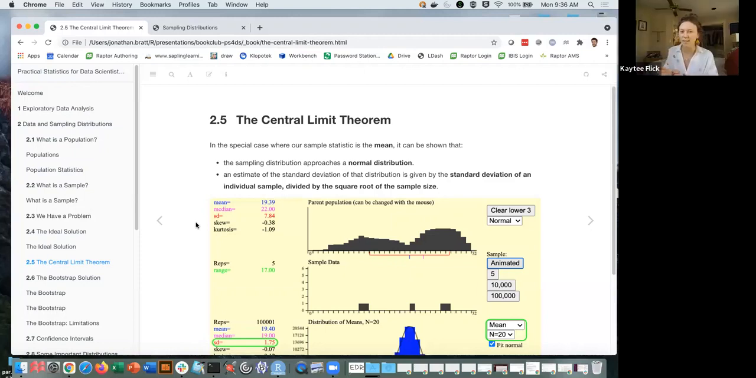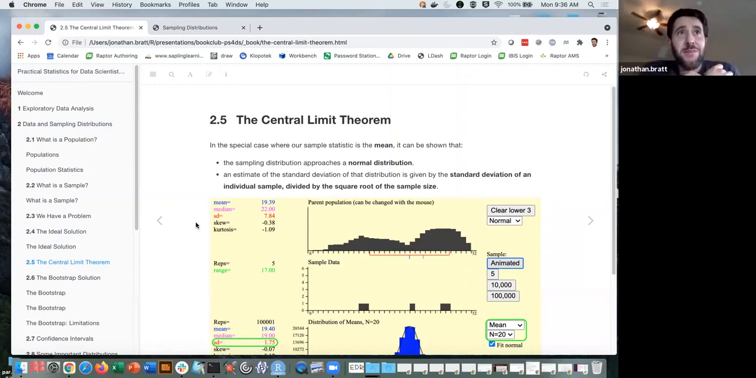Bootstrapping on it also seems weird, because the central limit theorem does presume some number, some larger distribution. If your sample size is really, really small, then almost all bets are off, right?